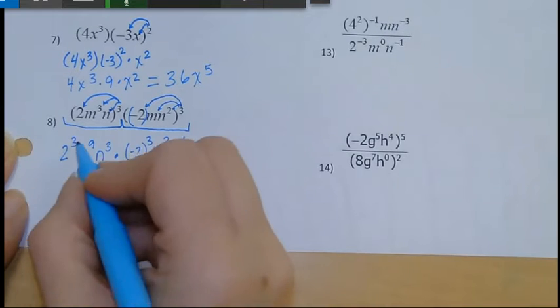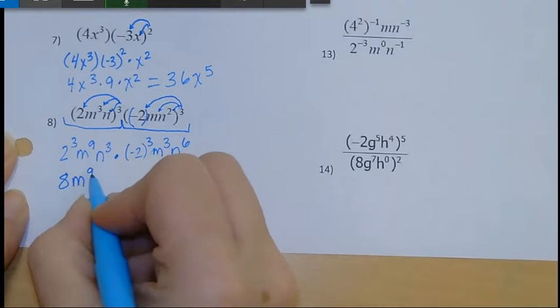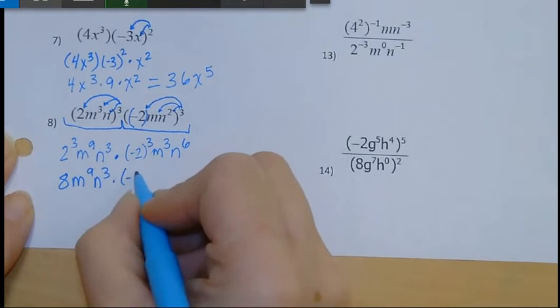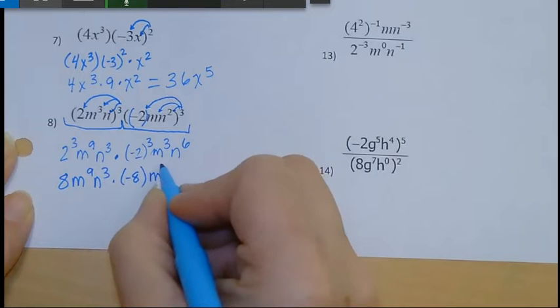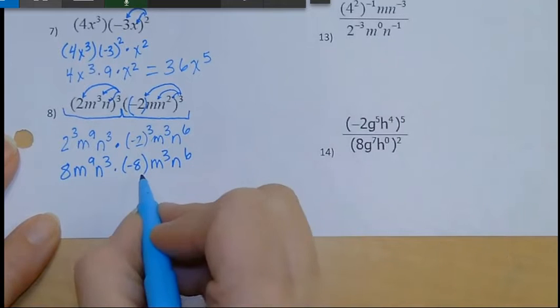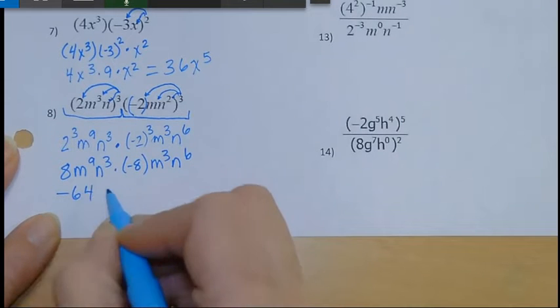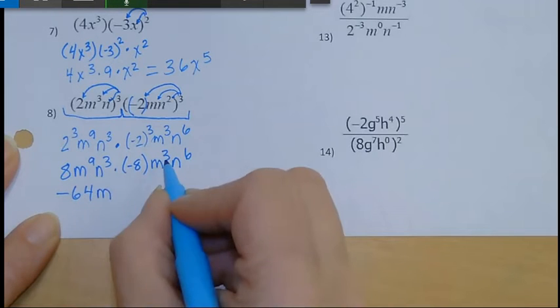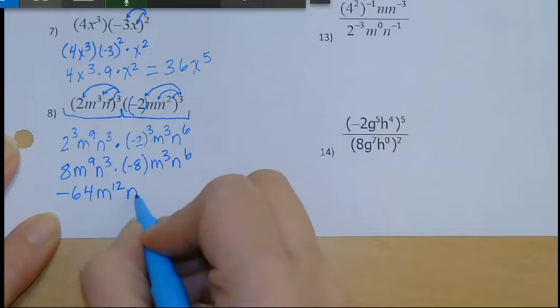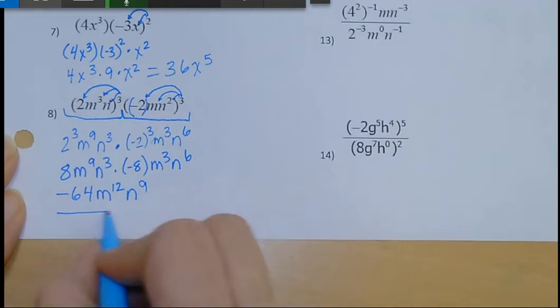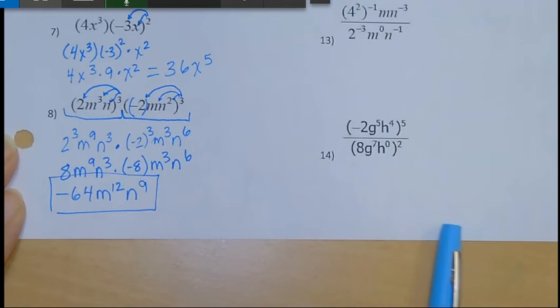I'll simplify where I can. 2 to the third is 8. I have m to the 9, n to the 3, and then negative 2 to the third is negative 8. And I still have times m to the third times n to the 6th. 8 times negative 8 is negative 64. M to the 9th times m to the third, I'm going to keep my base and add 9 plus 3. And then n to the third times n to the 6th, I'll keep my base and add those exponents together. And so my answer should be negative 64 m to the 12th, n to the 9th.